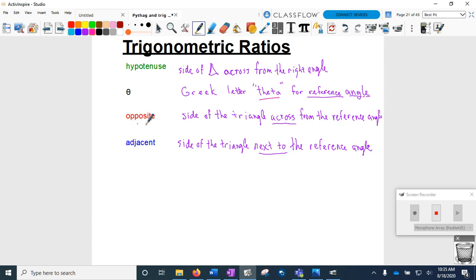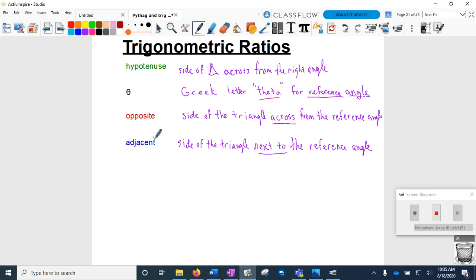Okay? Opposite means across from. So when we label the side of a triangle that we're going to call the opposite, this is the side of the triangle that is across from the reference angle, the side that is across from theta. The adjacent side, the word adjacent means next to. So the adjacent side of the triangle will be the side of the triangle that is next to the reference angle, theta. And it's not going to be the hypotenuse. Okay? You always have to find the hypotenuse first, then figure out where theta is, then you're going to label the opposite and adjacent sides. Okay?